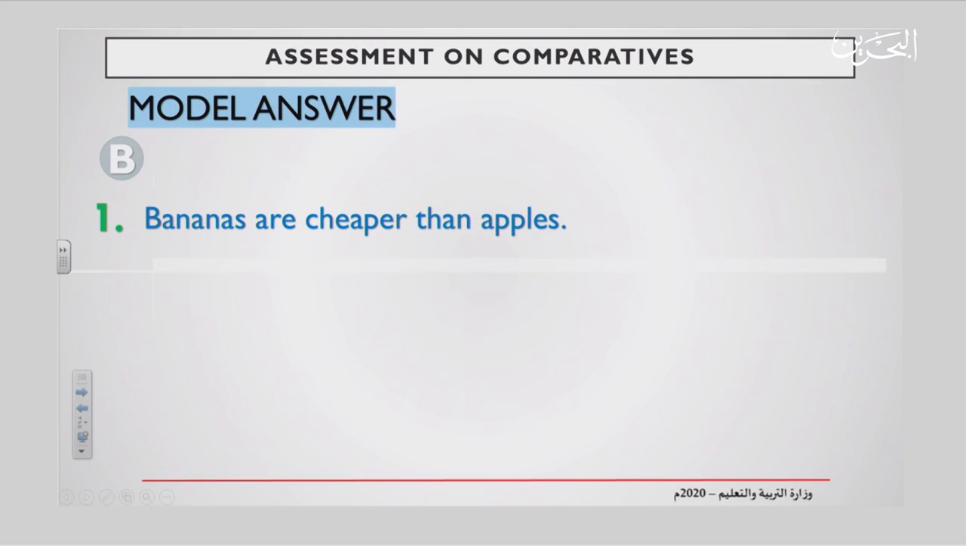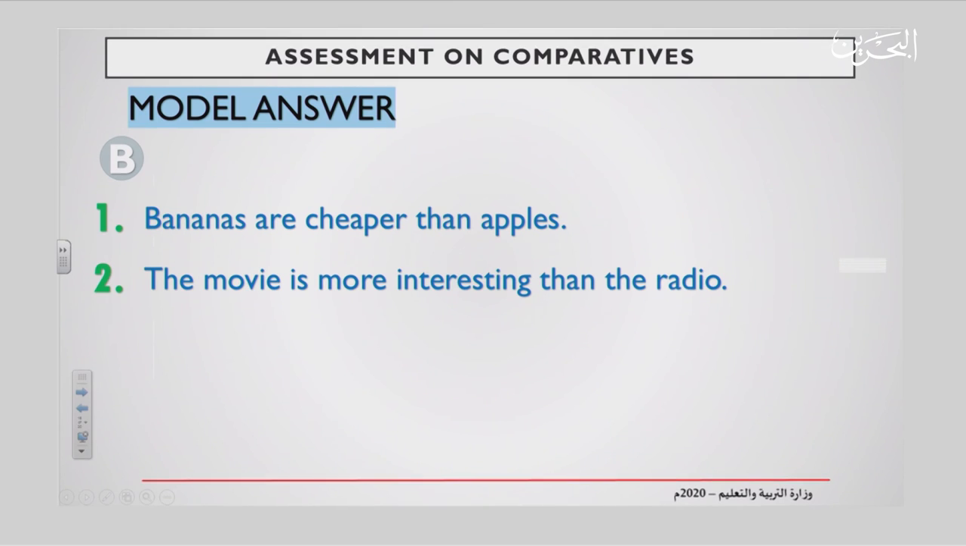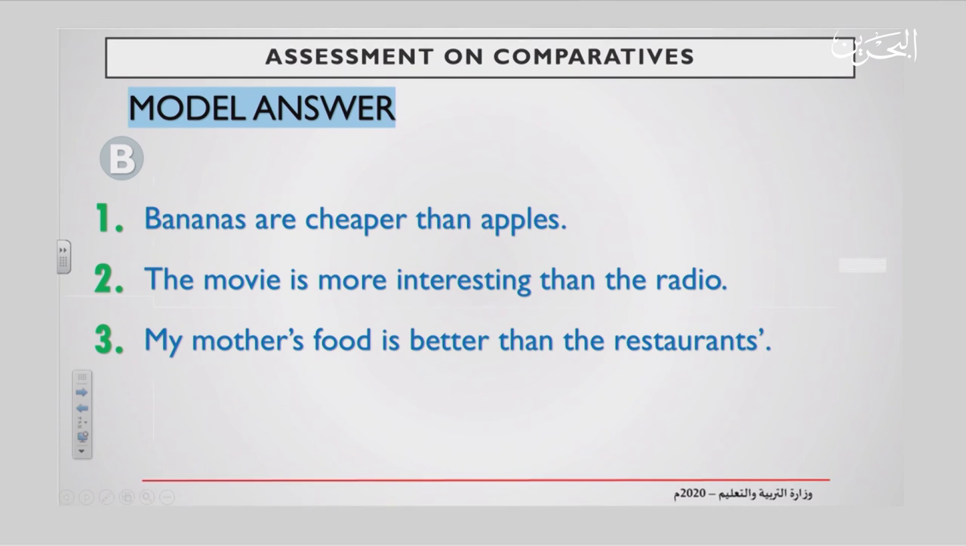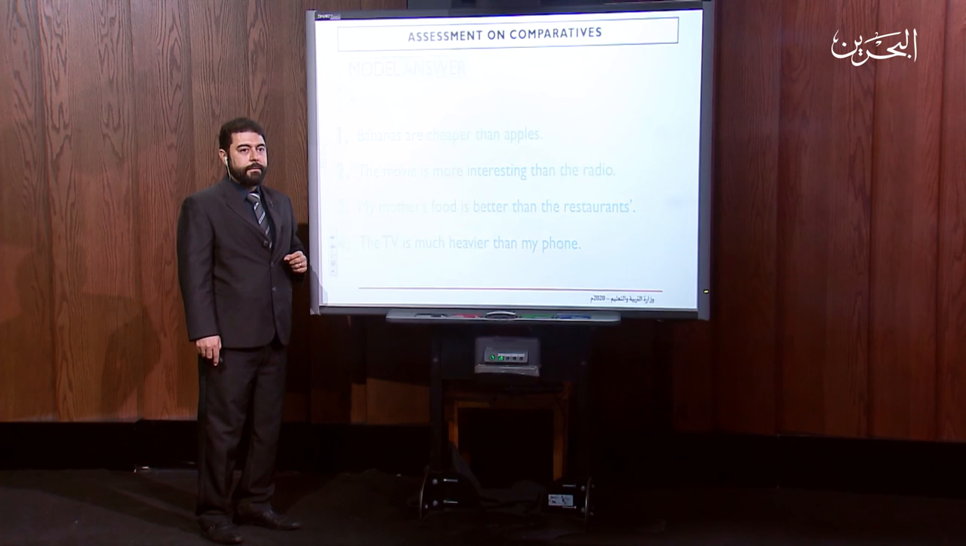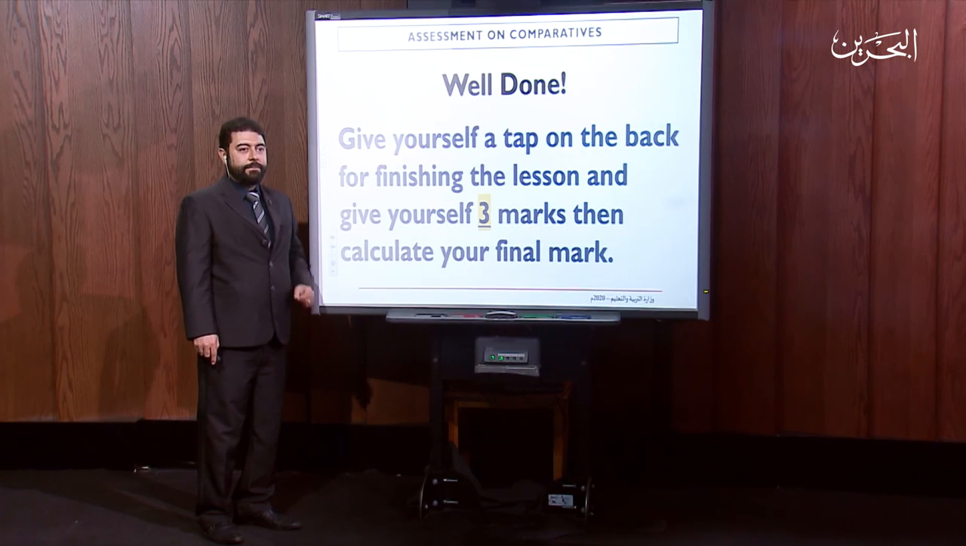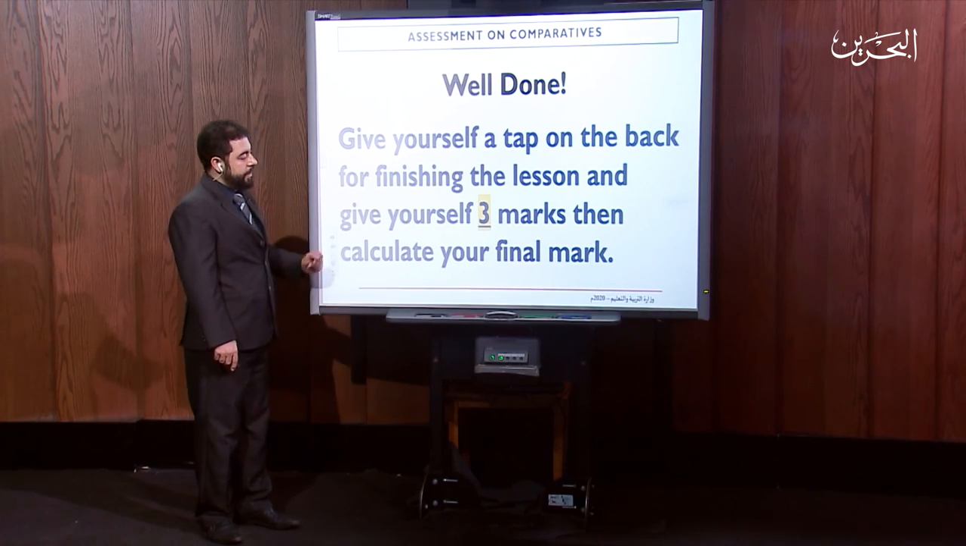B, number one, bananas are cheaper than apples. Number two, the movie is more interesting than the radio. Three, my mother's food is better than the restaurant's. Number four, the TV is much heavier than my phone. Well done. Give yourself a pat on the back for finishing the lesson and give yourself 3 marks, then calculate the final mark.